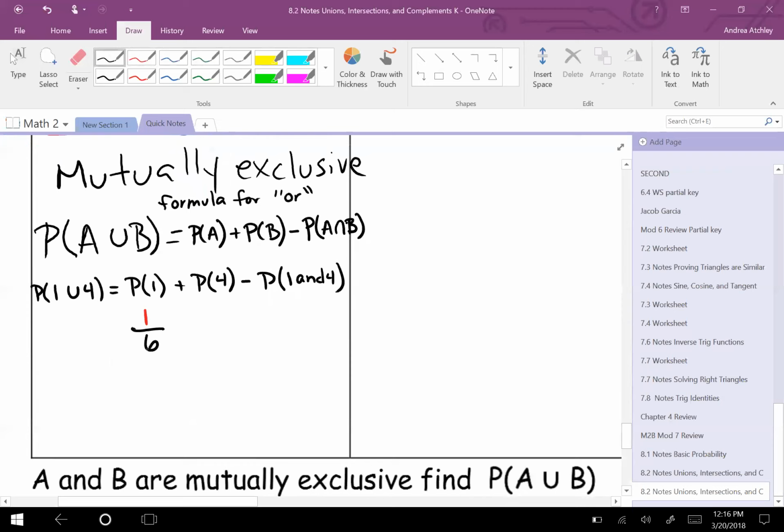Does that make sense? Nod your heads if you think so. Okay, if you're not sure, please ask. Okay, what's the probability of me choosing a 4? 1 out of 6 again. Does that make sense? And what was our probability of choosing a 1 and a 4 at the same time? 0, right? So there's no overlap.